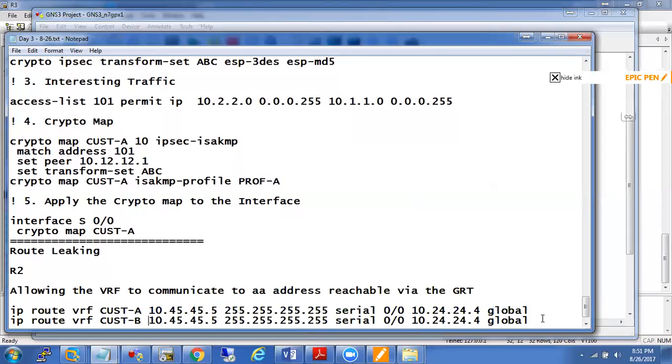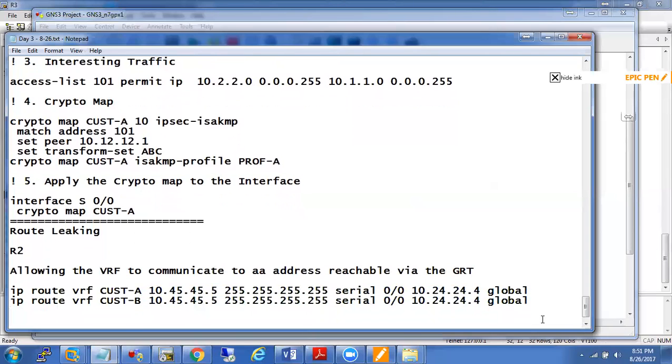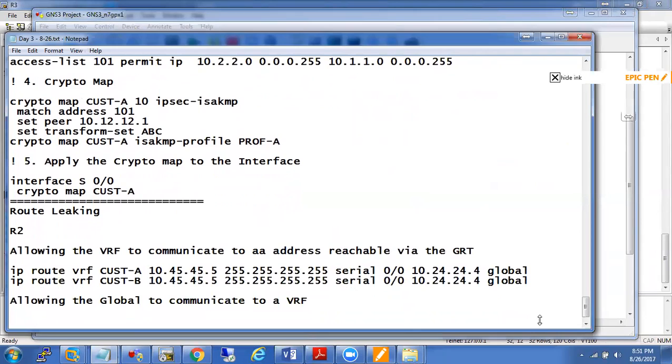So this creates a route inside the VRF pointing towards what? Towards a network on the global side. And on the global side, eventually my KS, yes, allowing the global to communicate to a VRF. So that's simple, right? IP route in the global 10.10.10.0 and point it to the interface for the VRF.